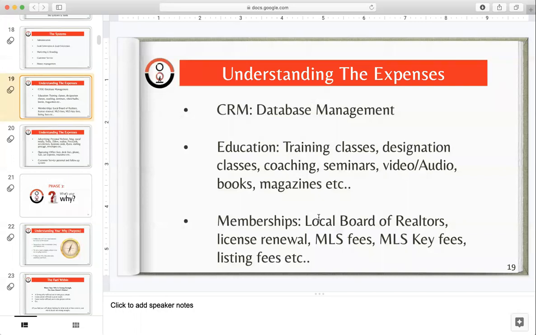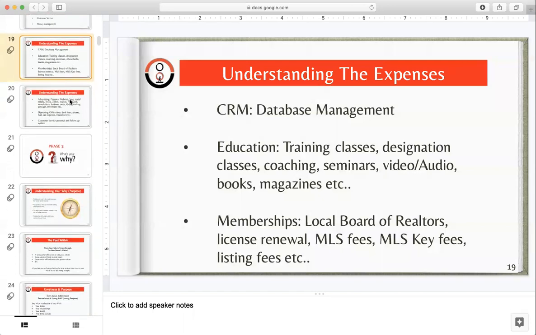MLS fees, you have to belong to an MLS. In order to use the multiple listing services, you have to have your own user ID and password. And that's going to cost you money. And then listing fees, etc. Buying leads online, you want to buy some leads on Zillow if you wish. There's money at the beginning that you need to spend. And the most money that should be spent, in my opinion, is generating leads. And you want to try to generate sellers leads. So we'll talk about all that stuff.